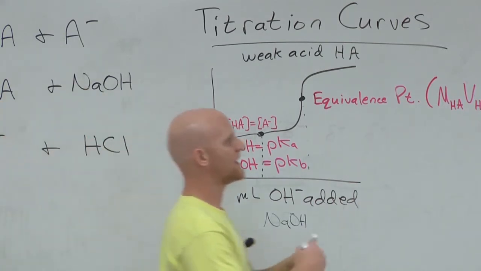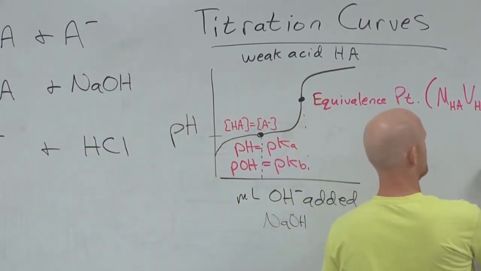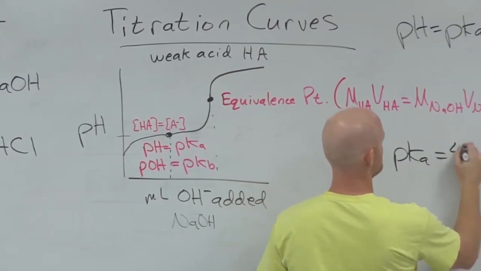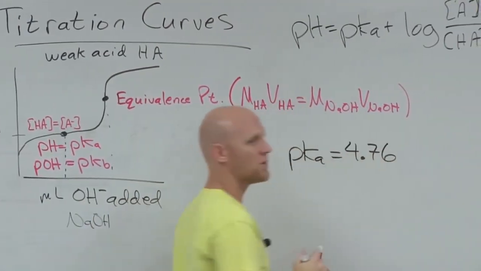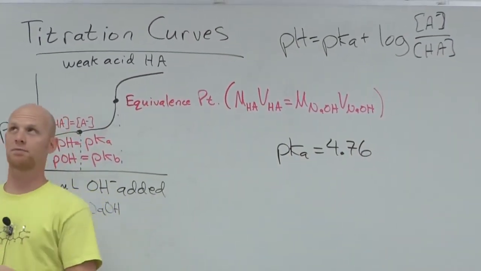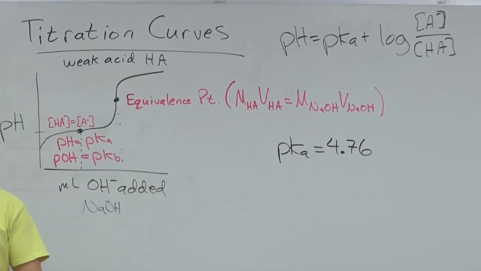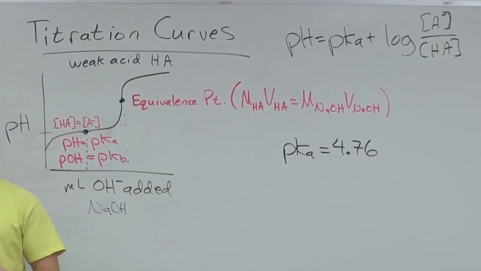So if we were to look at acetic acid, like we did a little bit ago, the pKa of acetic acid was 4.76. What would be the optimal pH of an acetate buffer with an equal amount of acetic acid and acetate ions?